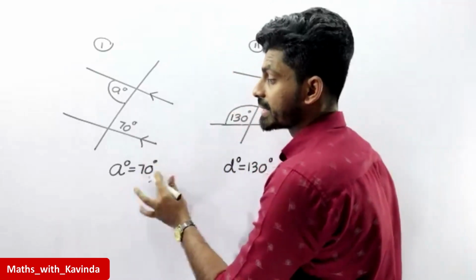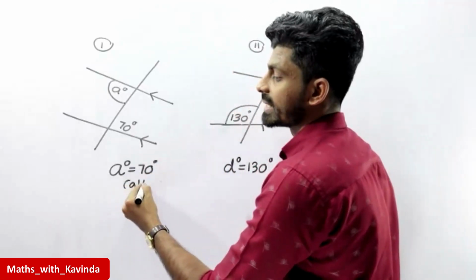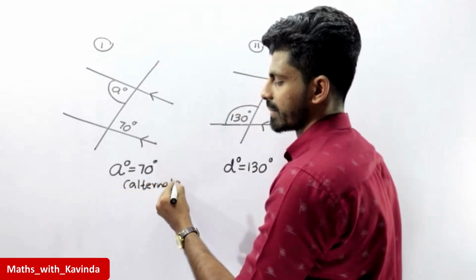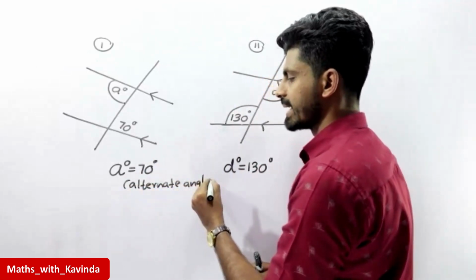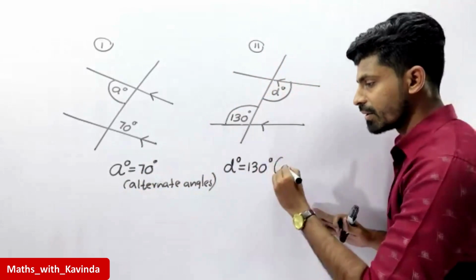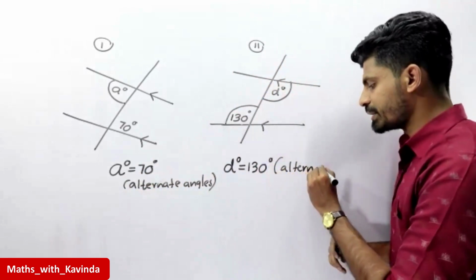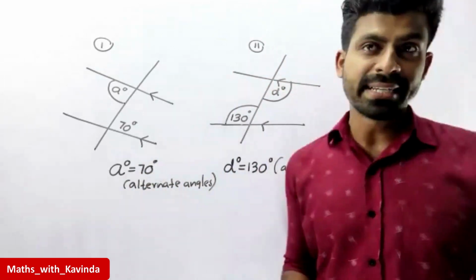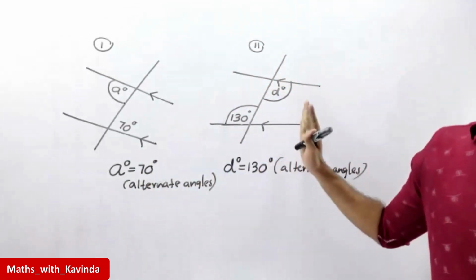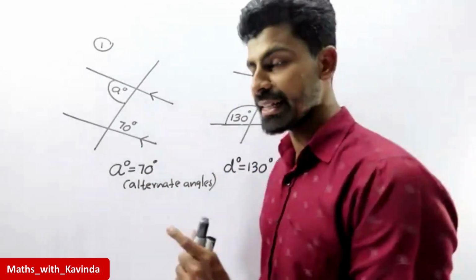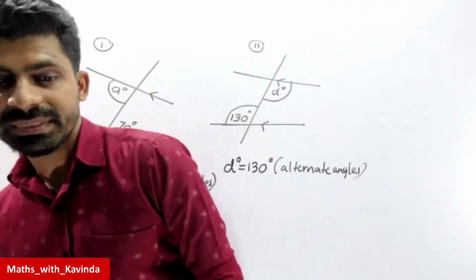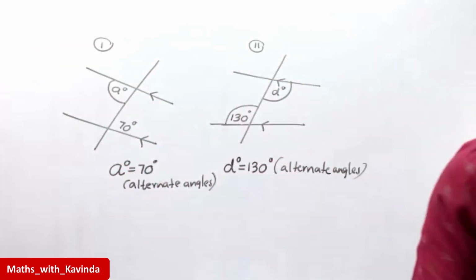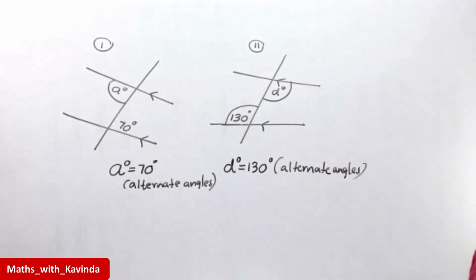So you need to write down the reason. What is the reason? Alternate angles. You need to write down the reason. So this one also alternate angles. Then quickly we can move to the third and fourth questions.